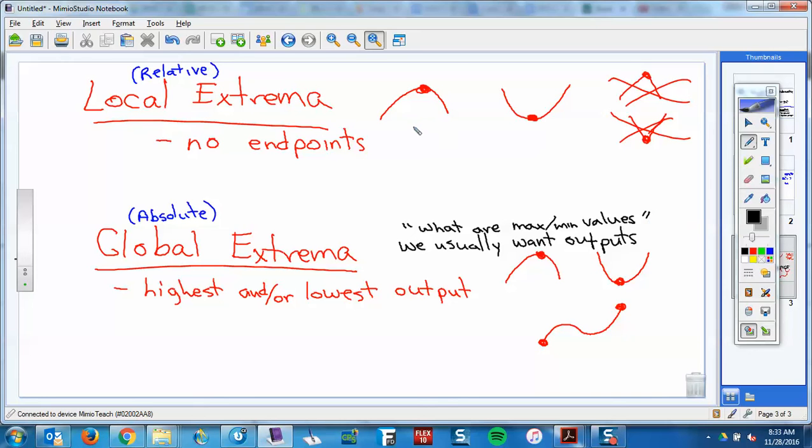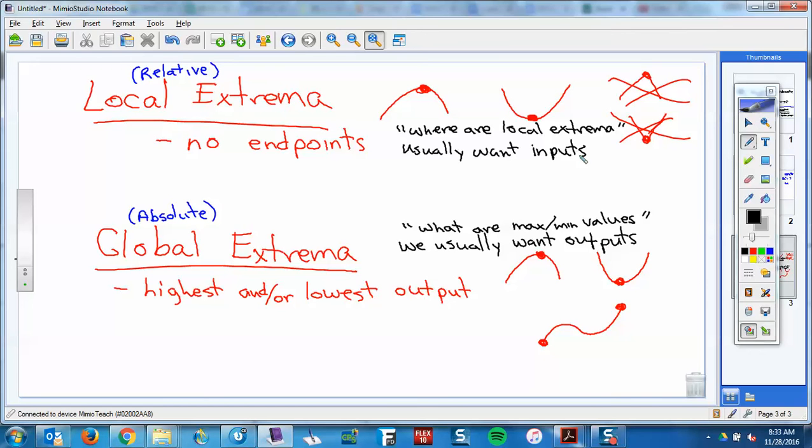Okay? Up here for local, we usually say where are the local extrema. Usually we want inputs or x values. There's a local max at x equals 2. There's a local min at x equals 4. We want to know where they are, not what they are.